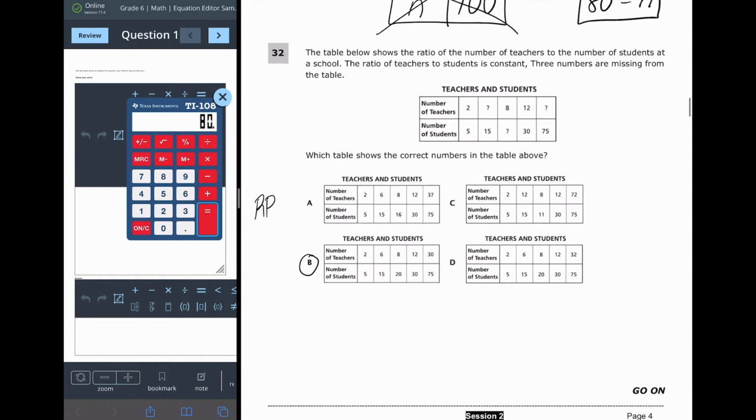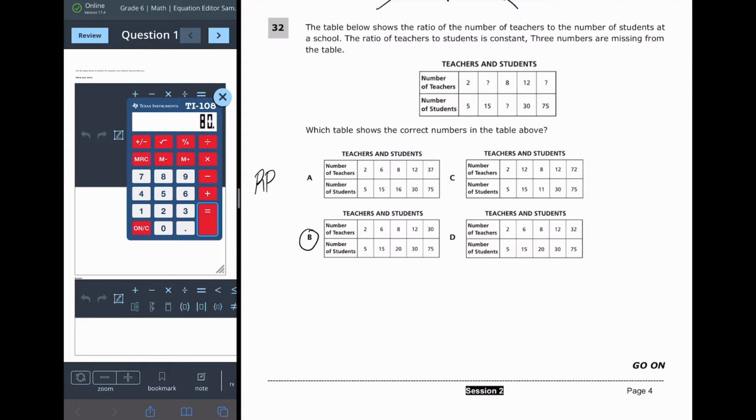Let's move to number 32. The table below shows the ratio of the number of teachers to the number of students. So it's teachers to students at a school. The ratio of teachers to students is constant. 3 numbers are missing from the table. Which table shows the correct numbers in the table?